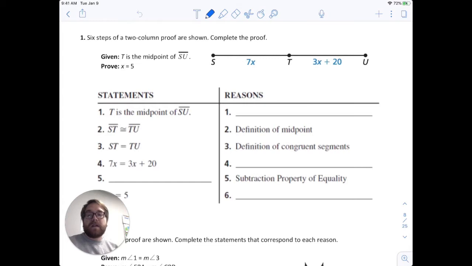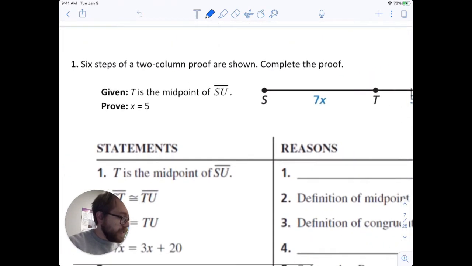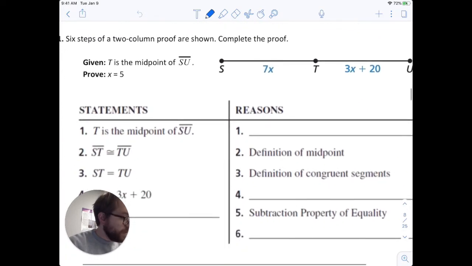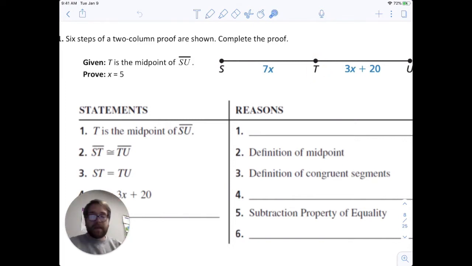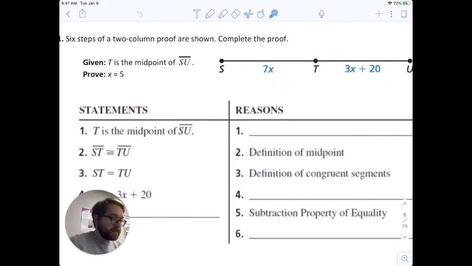In this example, we have a proof that's partially filled out with the statements and partially filled out with the reasons, and we're going to fill in those missing statements and reasons. So we first want to look at our given information. We're told that T is the midpoint of segment SU. If we look at this segment here, we have segment SU, and T right here is at the midpoint, the exact middle. And we want to prove that x is equal to 5.